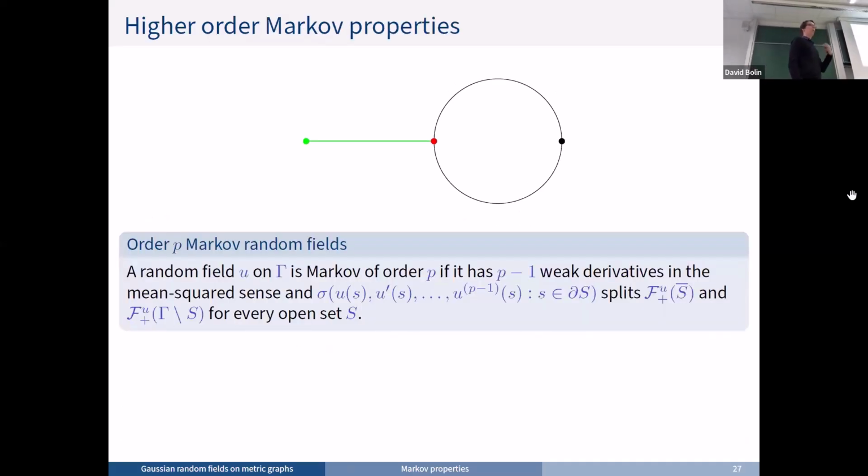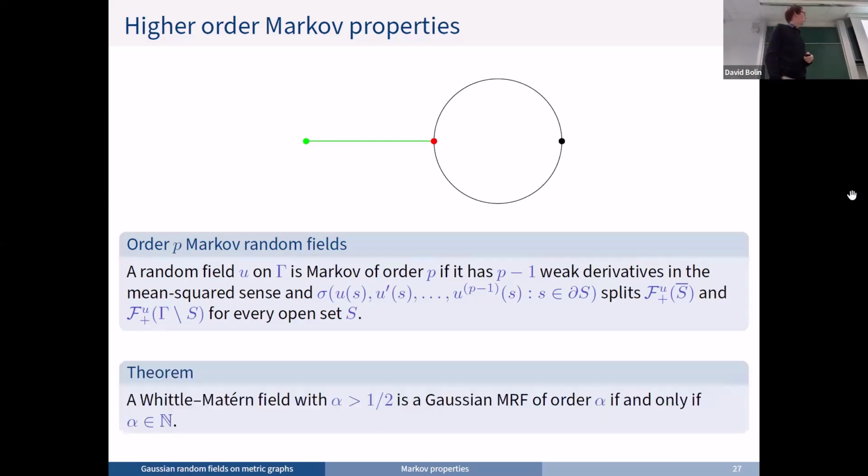You can then also define higher order Markov properties. If you have a second order Markov process, that translates essentially to conditional independence between the green and the black part, but now you have to condition on the value of the process and its derivative. So if you have a pth order Markov random field, we say that it's a pth order Markov field if it has p-1 derivatives, and if you condition on the value of the process and the derivatives, then you get this conditional independence. And it turns out that these Whittle-Matern fields are Gaussian Markov random fields of order alpha if and only if alpha is an integer. So if this smoothness parameter takes integer values, that gives you this Markov property.